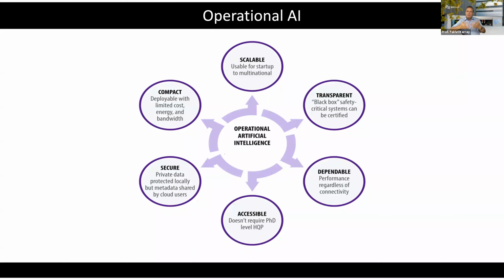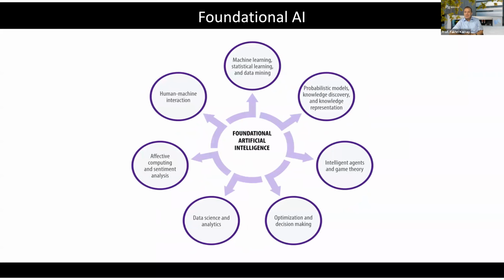Systems have to be this way. They have to be scalable. They have to be transparent for people to make use of them. They have to be dependable. However, in the lab, you can develop a large number of tools that are not necessarily able to provide these answers. So we know that probabilistic models, intelligent agents, game theory, optimization and decision making, data science and analytics are algorithms that have been developed in the lab. A number of them haven't been used in operational AI systems, and the effort is to import foundational or fundamental AI from the research lab to society. That has been the goal of many institutions around the world, especially nowadays.